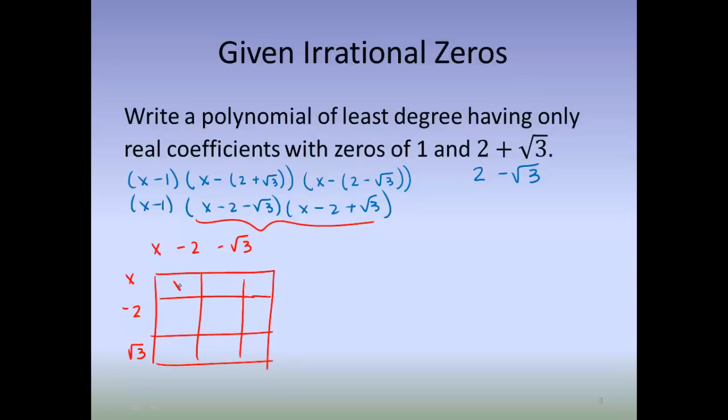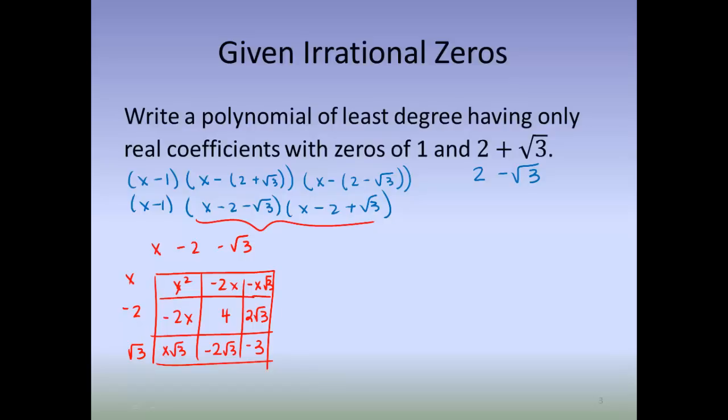And here we go. We get x squared minus 2x, and then minus x root 3. Over here we'll get negative 2x, positive 4, and 2 root 3. Here x root 3, negative 2 root 3, and minus 3, because the square root of 3 times the square root of 3 is the square root of 9, so we're going to get a minus 3 there.